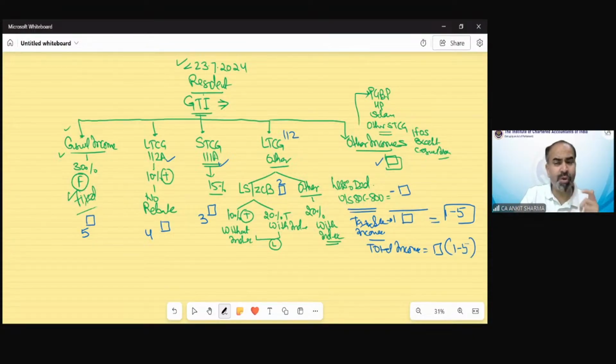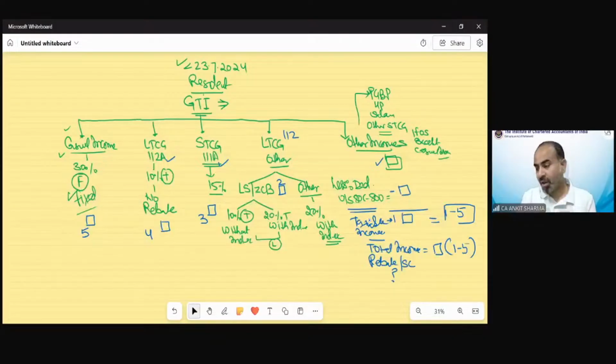Why am I asking you to calculate the total income also? Why do we need that? Because to find out the rebate concept, whether rebate needs to be applied, whether surcharge needs to be applied. For the purpose of rebate and surcharge, we have to see the total income. So always calculate the total income after finding these 5 blocks, because accordingly we can see whether rebate is available or not.